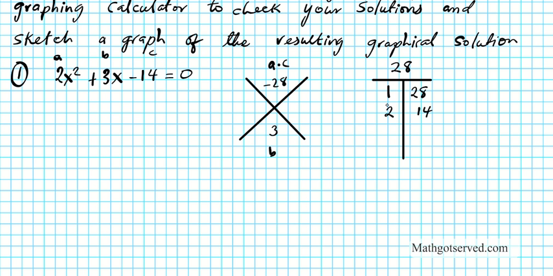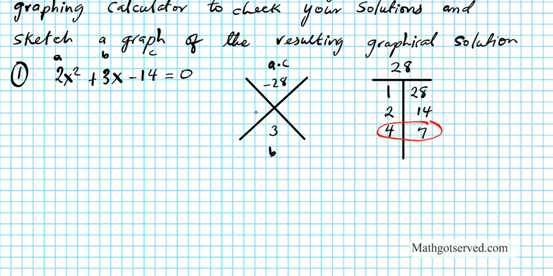Next pair, 2 times 14. If I subtract, I get 12. That's not 3. Move on. Next pair, 4 times 7. If I add these two, I get 11. If I subtract, I get 3. Excellent. So this is a pair that works. I'm going to use this pair to factor this quadratic trinomial.